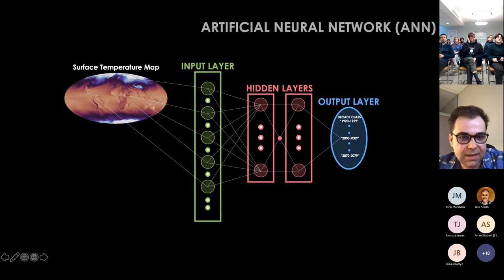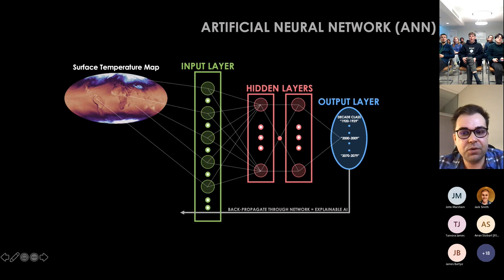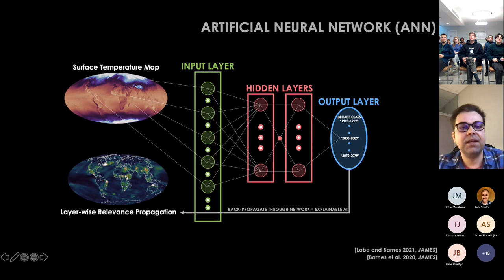So what's really cool about this is that we can use explainability methods to figure out how the neural network learned that it was coming from that particular year. And the method that we're going to be using for a lot of our work is called layer-wise relevance propagation. Basically what it does is it produces a heat map for every input to the neural network, where brighter colors tell you that that area was more important for the neural network's prediction.